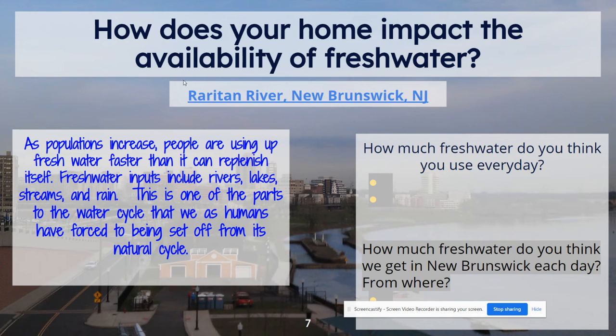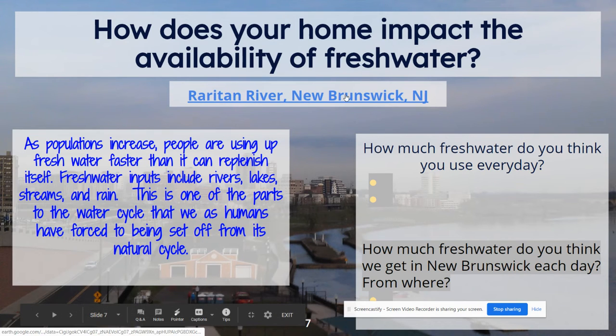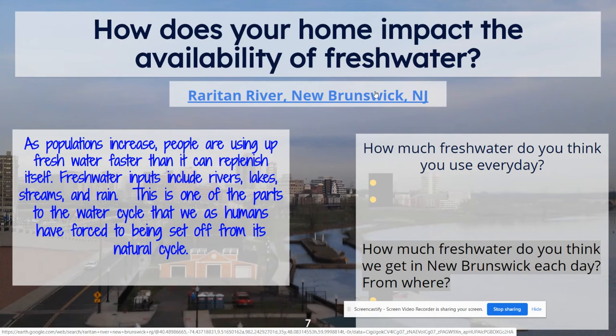How does your home impact the availability of fresh water? Behind these texts, I don't know if you noticed in the other ones, there's pictures. This one has a picture of the Raritan River going through New Brunswick. This is New Brunswick. If you want to move these images to see it, I put a Google Earth link right here, so you can go look at it that way.